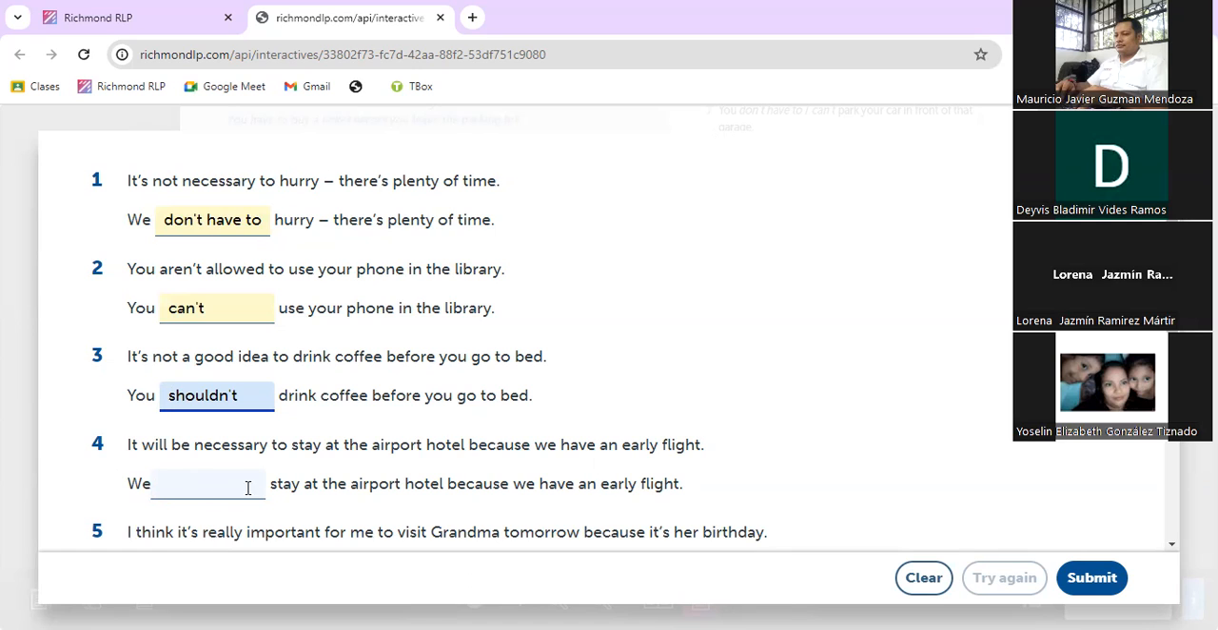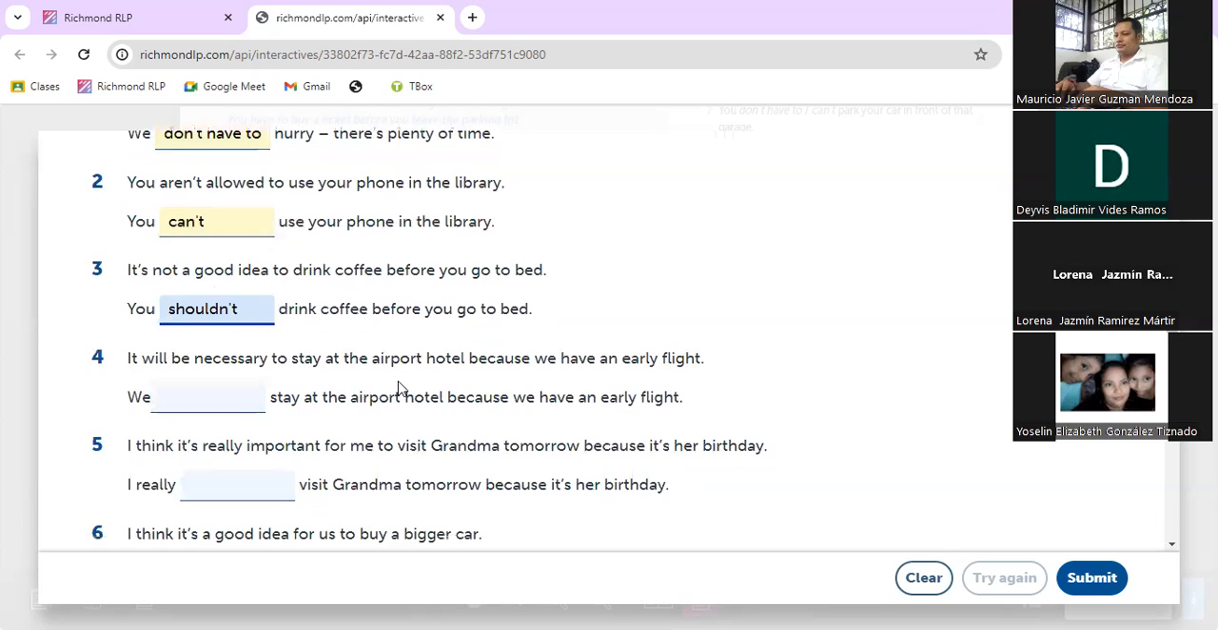Number four, it will be necessary to stay at the airport hotel because we have an early flight. We must. Dice will be necessary. ¿Qué tiempo verbal es? Futuro. Es will have to. Will have to. Es future.